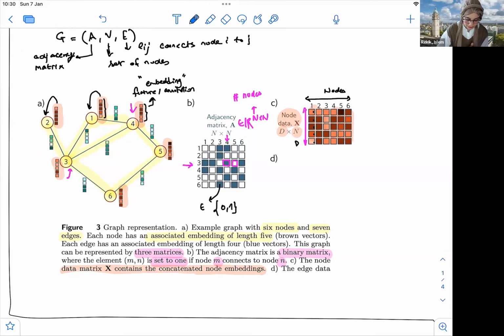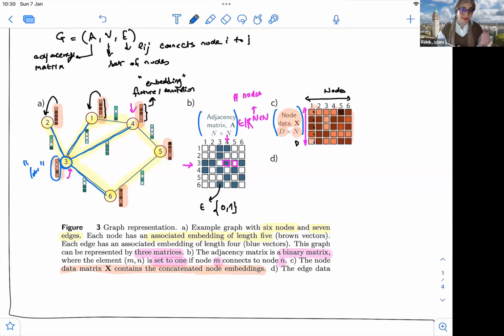So maybe this node may be topologically important because it has 4 connections, right? So it's well wired, it's strongly connected to other nodes, but it may not be very important or relevant because its features are kind of low values or low quality. And you start looking at the graph from a different perspective. So you have here 2 things to look at the graph. You have the adjacency and you have the node data matrix.